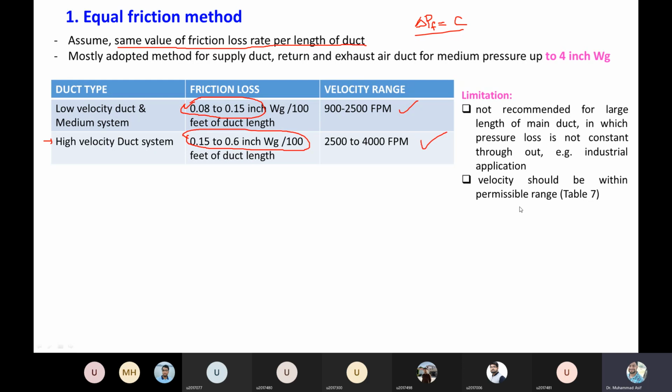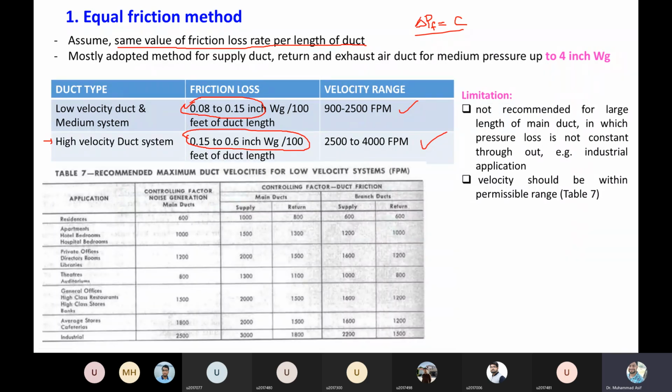And the velocity should be within the permissible range. Table 7 from ASHRAE basically gives you the permissible range. When we say low velocity, medium velocity or high velocity, it depends on the application. As you can see, there are different applications here. If the application is residential, then the maximum velocity should not be greater than 1000 for the main duct, and similarly for the branch duct. This is for the supply duct. Similarly, for the return duct, there are different velocity ranges.